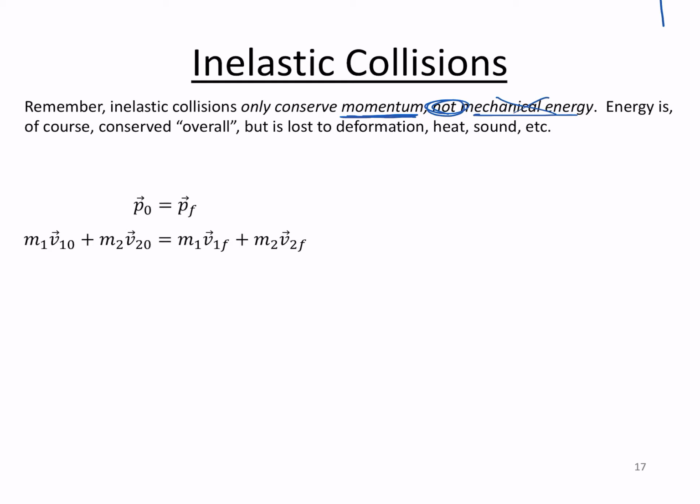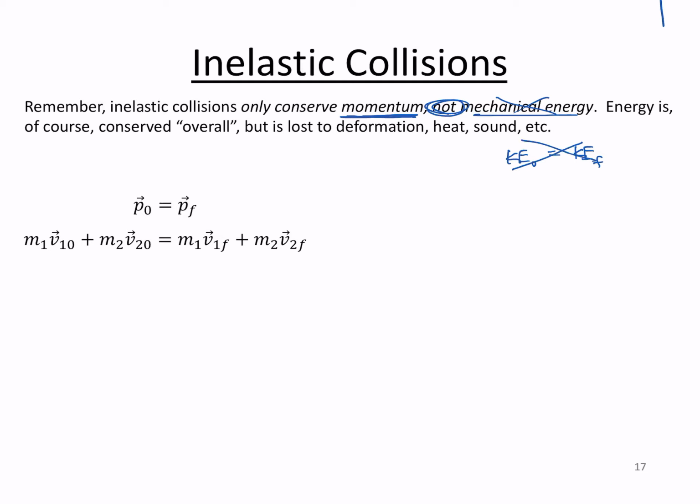And of course, conservation of energy as a global principle still applies, right? The energy that is lost from the objects involved in the collision has to go somewhere, and I list a few examples there in the text. But it doesn't stay with the objects, and so we cannot rely on the kinetic energy of the system before the collision equaling the kinetic energy of the system after the collision, right?